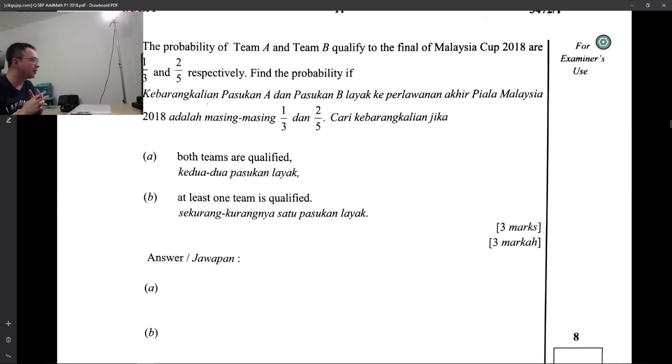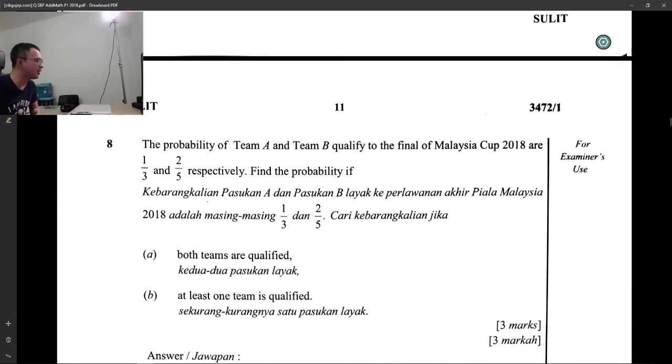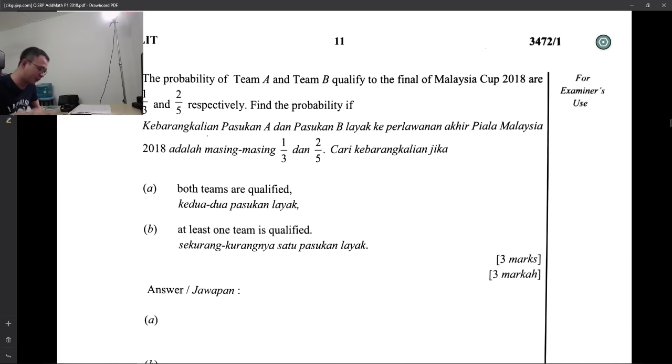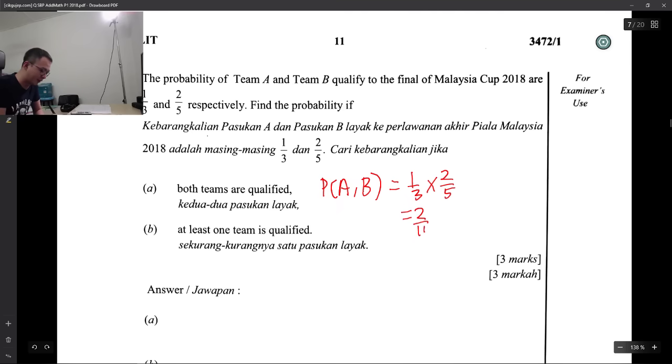Alright, so for the next question, the probability of team A and team B qualifying to a final of Malaysian Cups 2018 are 1/3 and 2/5 respectively. Find the probability that both teams are qualified. So both teams are qualified. That means I must say team A is qualified and team B also qualified, right? So therefore it's 1/3 times 2/5. Very easy. This one is just 2/15.